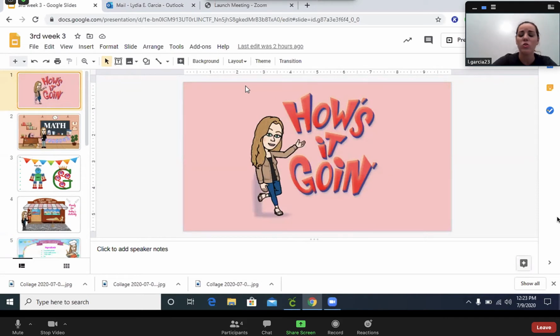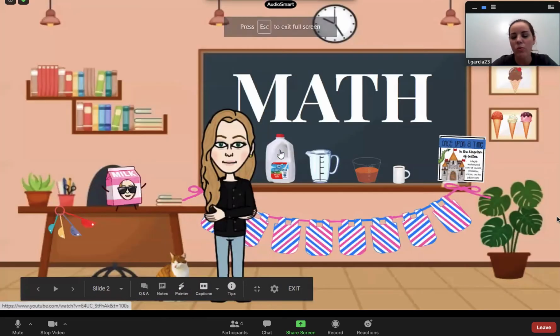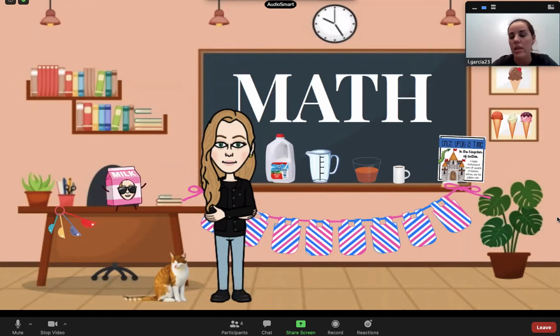What I tried to do was connect the lesson to the hands-on activity. For this week, it was making ice cream. So the math lesson was measurements, since we were going to use measurements for the ice cream.